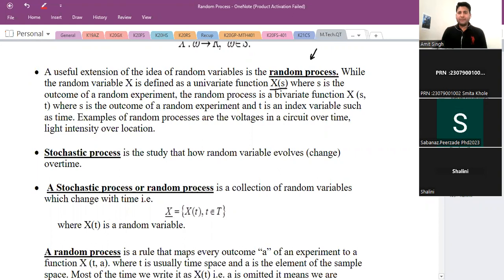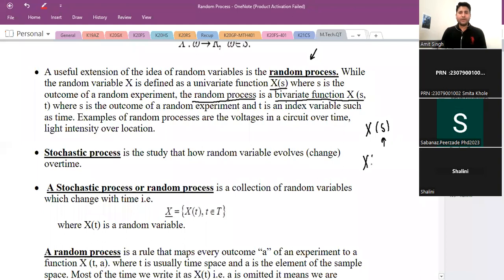A random variable is what we call a univariate function. At the same time, a random process is a bivariate function. Please pay attention to what we mean by a bivariate function. So a random or stochastic process is a bivariate function. It means a random variable has only one variable, only one input.